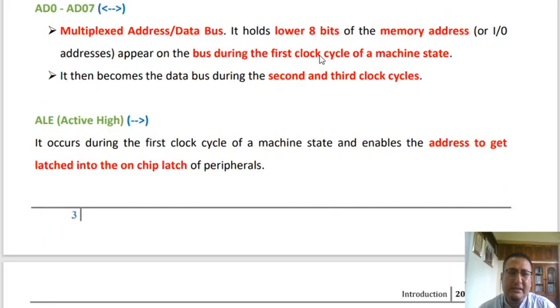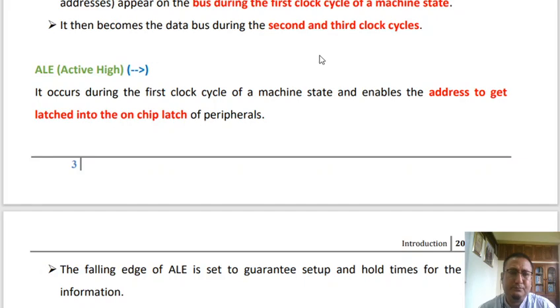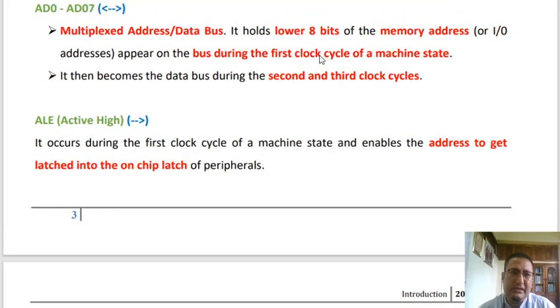Now, ALE is an active high signal. It occurs in the first clock cycle of a machine state and it enables AD0 to AD7 to operate as A0 to A7. So with the aid of ALE, AD0 to AD7 operates as A0 to A7, that is, address lines.